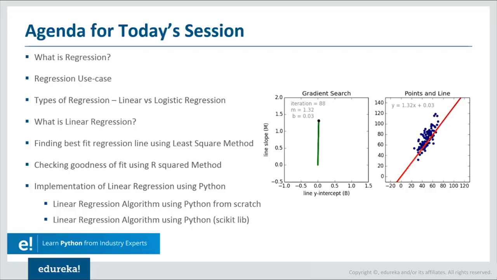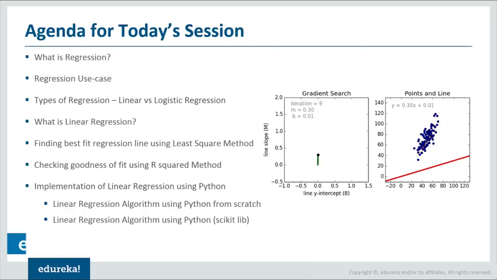In today's session, we'll deal with the linear regression algorithm using the least square method, check its goodness of fit, or how close the data is to the fitted regression line, using the R-square method. And then finally, we'll optimize it using the gradient descent method. In the last part, on the coding session, I'll teach you to implement linear regression using Python.